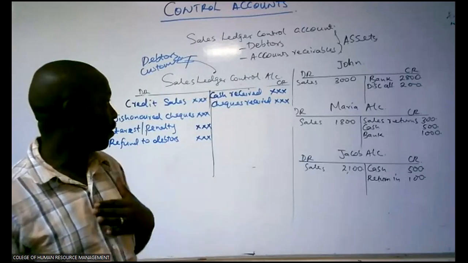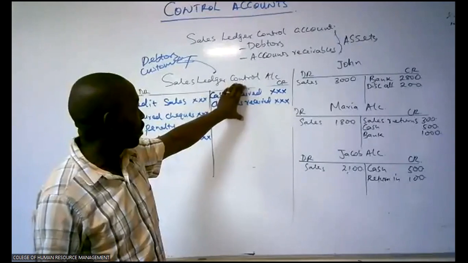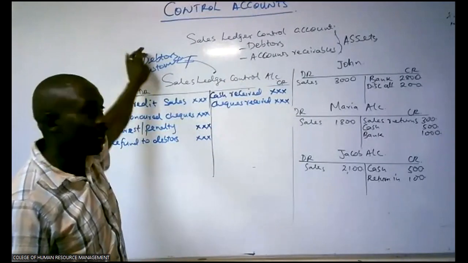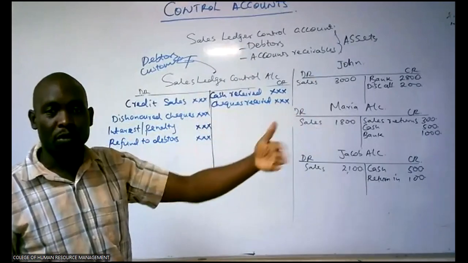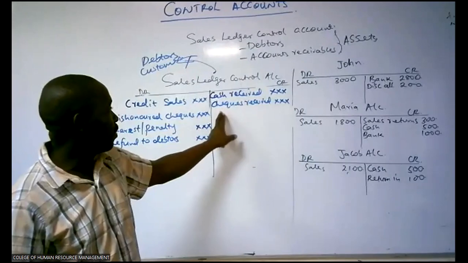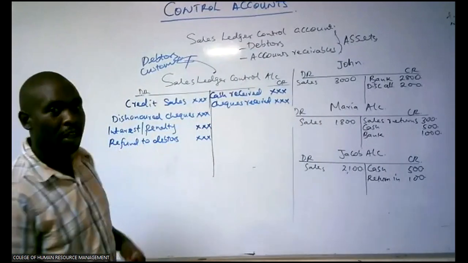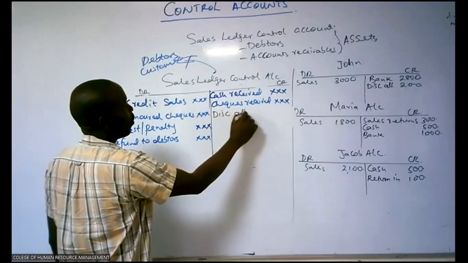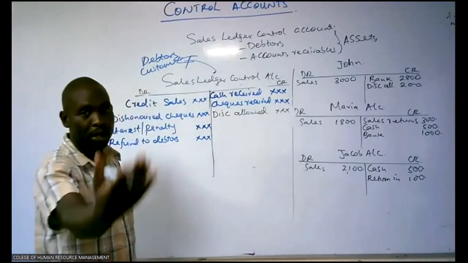So I was saying this. What we are crediting here are those transactions that are reducing what we are supposed to receive from the debtors. When we receive cash from them, their balances keep reducing, so we credit. When we receive a check from them, they are paying, so their balance is reducing. The other case is when we have given discount. When we allow them discount, what they are supposed to pay reduces.